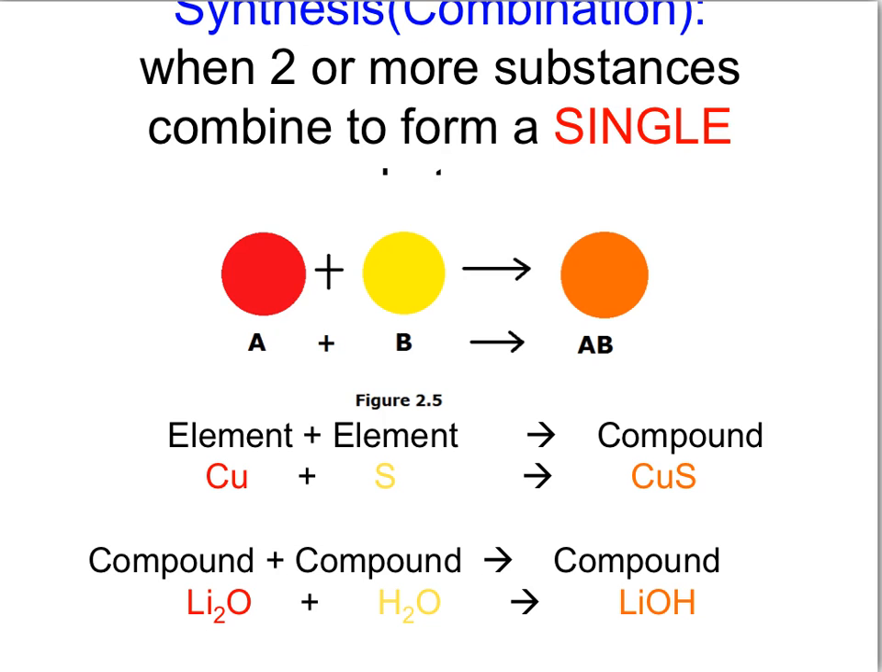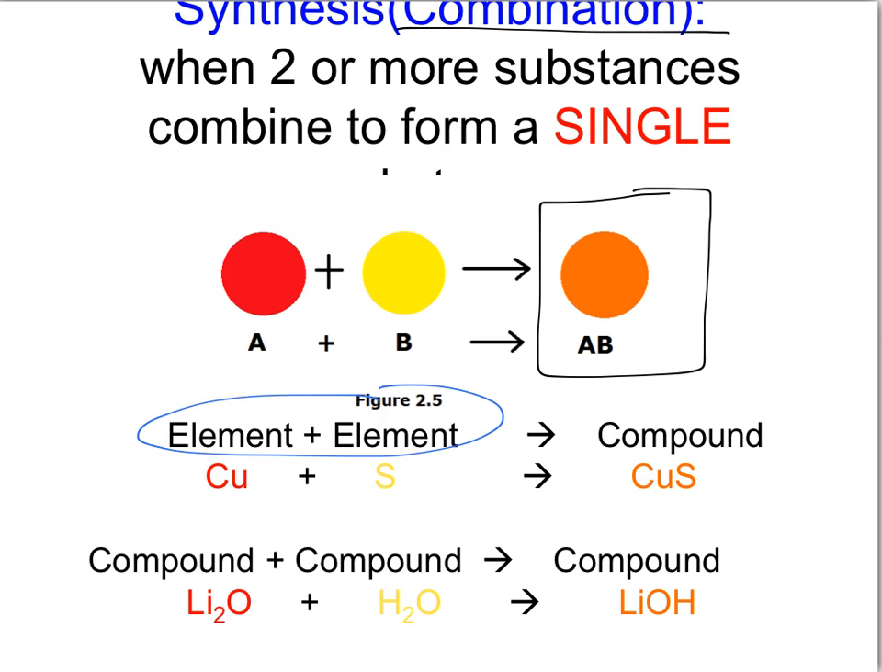Our first type of reaction is the synthesis reaction. It's known as a combination as well, and it's when 2 or more substances combine to form a single substance. The identifying factor here is that there will be a single product on the right-hand side. The substances that combine can either be 2 elements, such as copper and sulfur forming copper sulfide, or it could be more complex, with 2 compounds coming together to form a single substance.